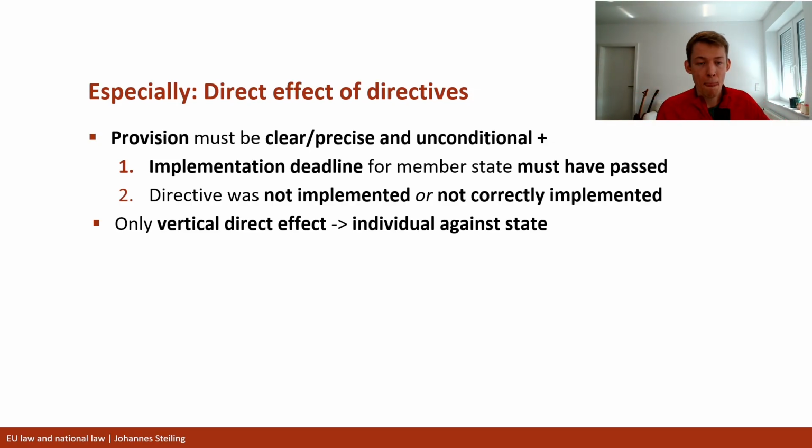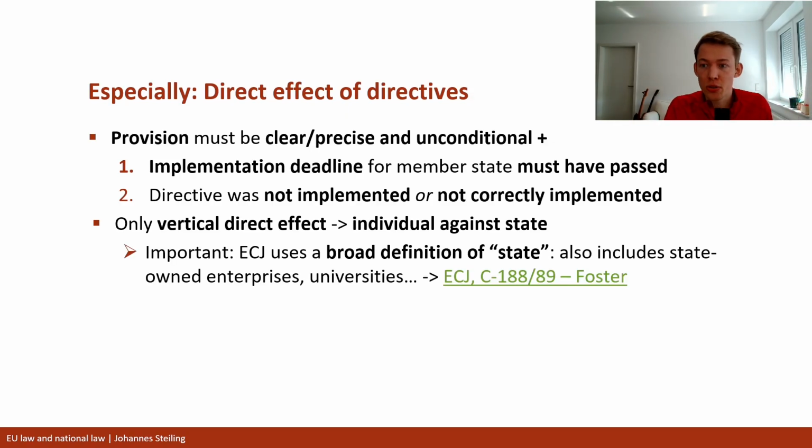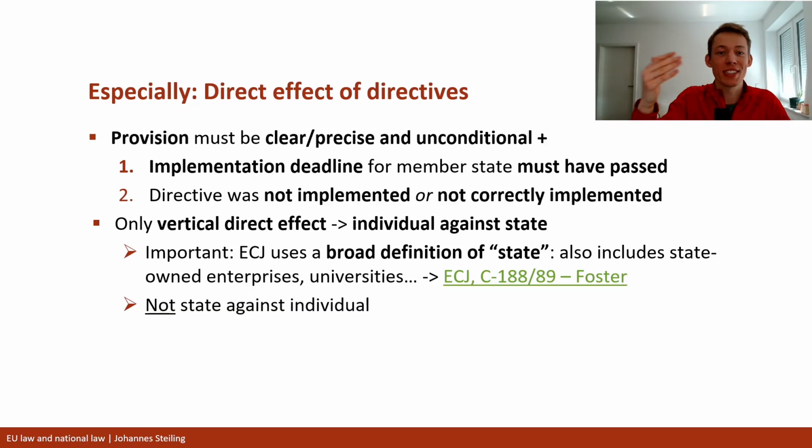Vertical direct effect. Now, what is important is that the ECJ uses a very broad definition of state. So state is not only the government, it's not only national administration. It might also be like state-owned enterprises that I could invoke this against. It might be universities. This is the Foster decision. But only in these scenarios, not the state against the individual, because the state has to be sanctioned, right? We can't allow the state to use the directive against the individual. So you can really tell that this legislation is based on like common sense, like the idea of sanctioning the state.